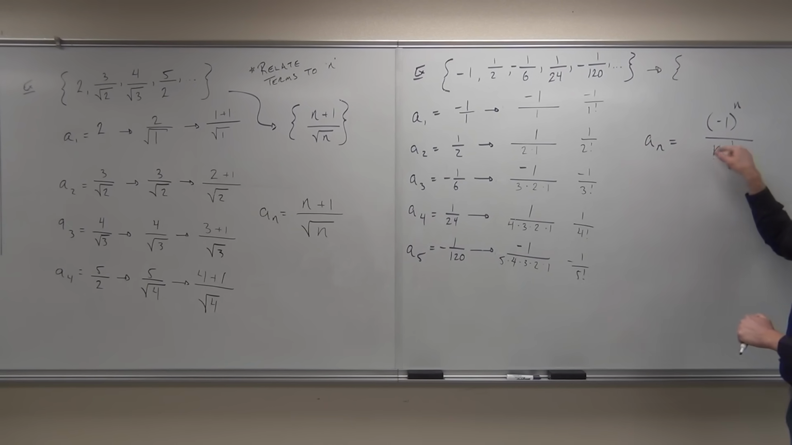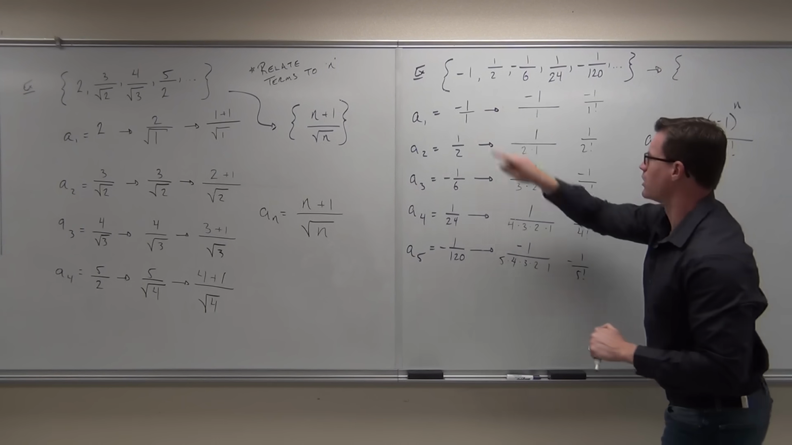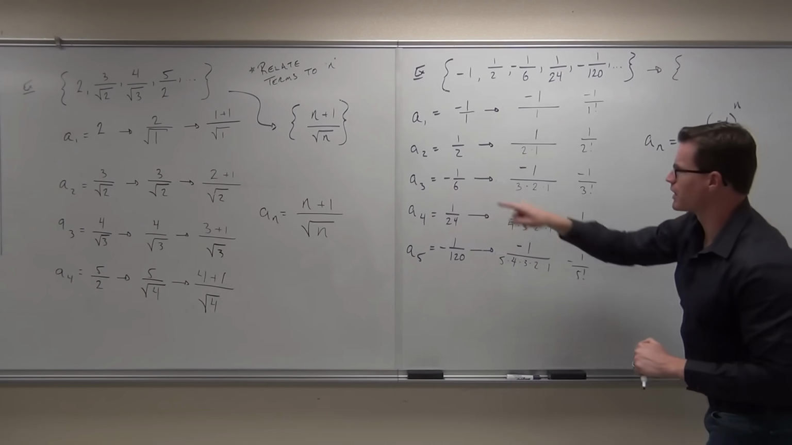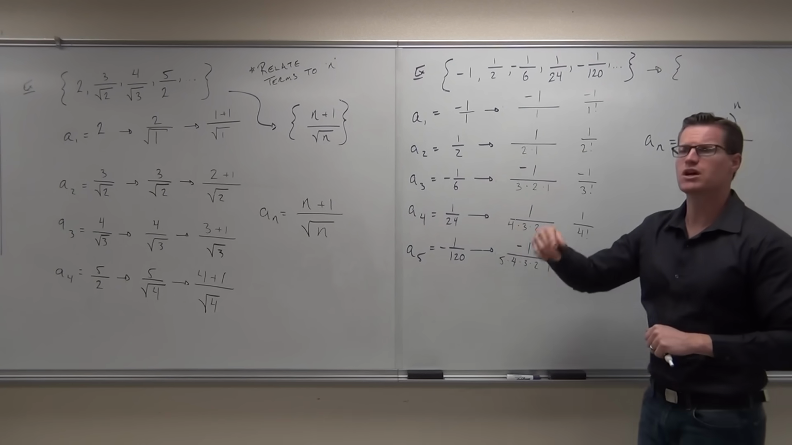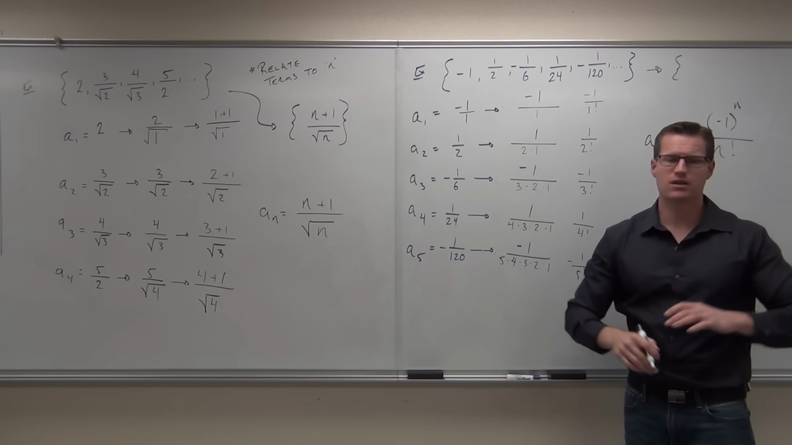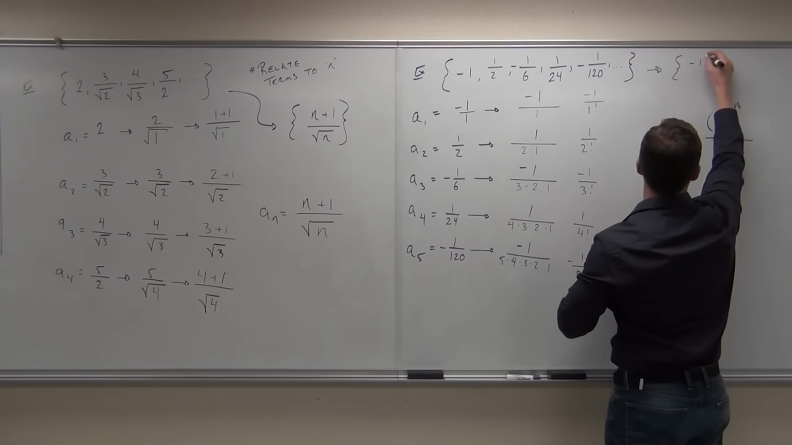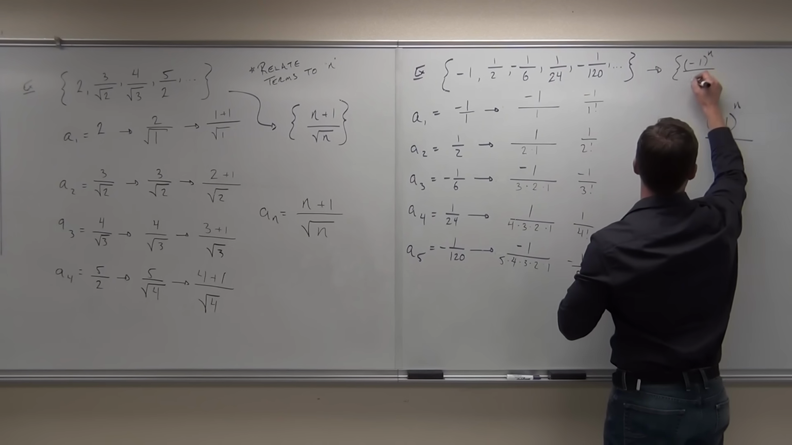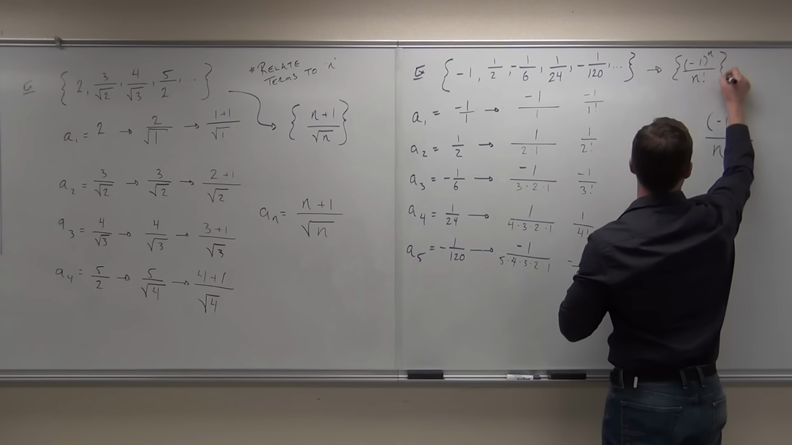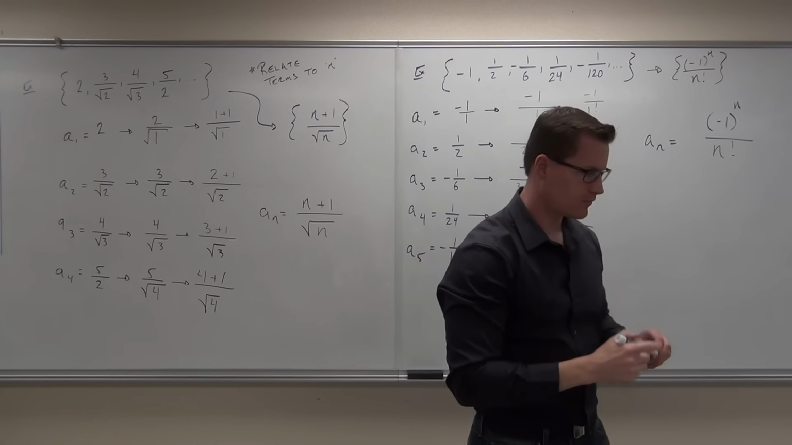Plug in 1, yes, that gives me 1. Plug in 2, and that gives me 1/2. Plug in 3, that gives me negative 1/6. You should be doing that, okay? After you've done that, you've verified it, this is what goes inside your sequence notation: negative 1 to the n over n factorial. And we just solve it.